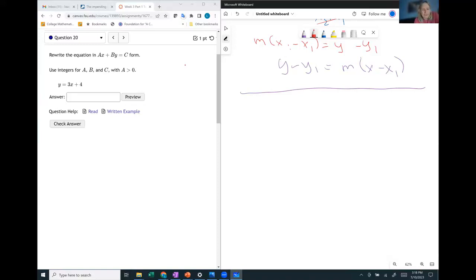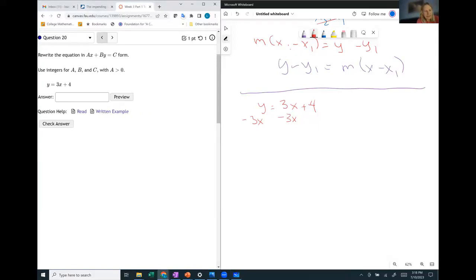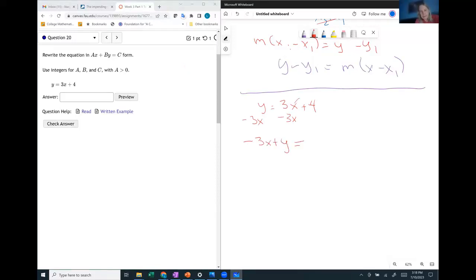So let's start. I have y equals 3x minus 4 plus 4. Well, I'm going to subtract 3x from both sides, aren't I? Because I have to get the x's and y's on the same side. That's what that says here, right here at the top. So I get minus 3x plus y equals 4.